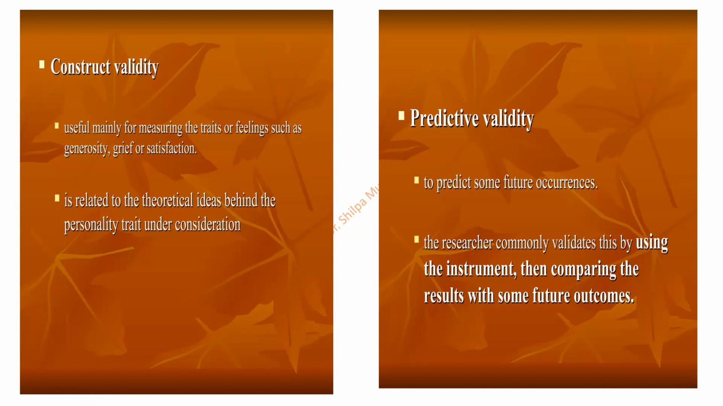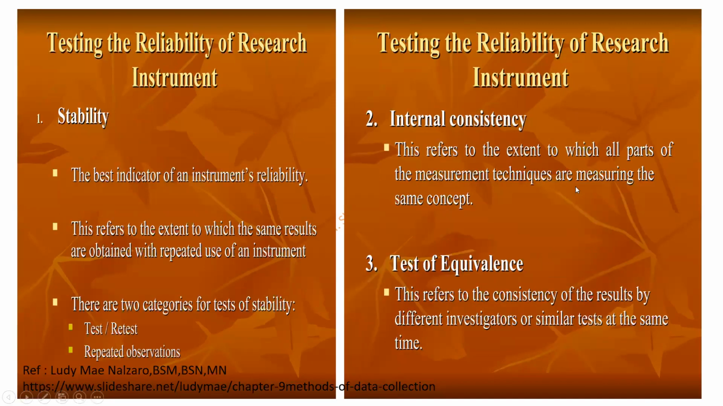And then the predictive validity, to predict some future occurrences. The researcher commonly validates this by using the instrument to compare the current situation and what the outcome can be in future. Based on whatever current research you have done, whatever current problem you have tried to solve, on that basis you can give the predictive validity for that particular instrument.